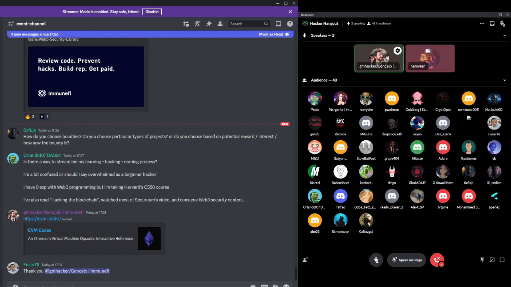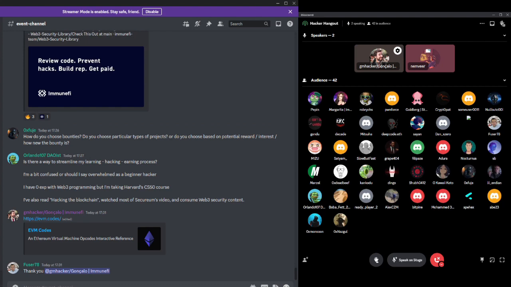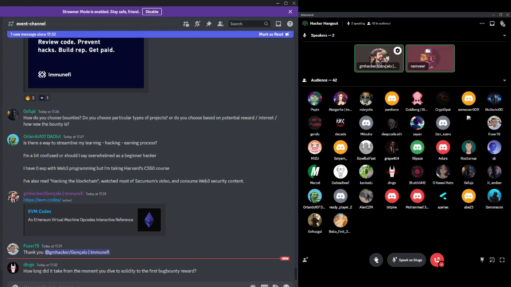As someone doing AppSec, SB is asking: as someone doing application security testing, how transferable is that knowledge to Web3? Do you have any input on that? No hard questions, guys. I am literally just getting started in the security space, so I don't have any insight on that. Sorry. No problem, that's perfectly fine.